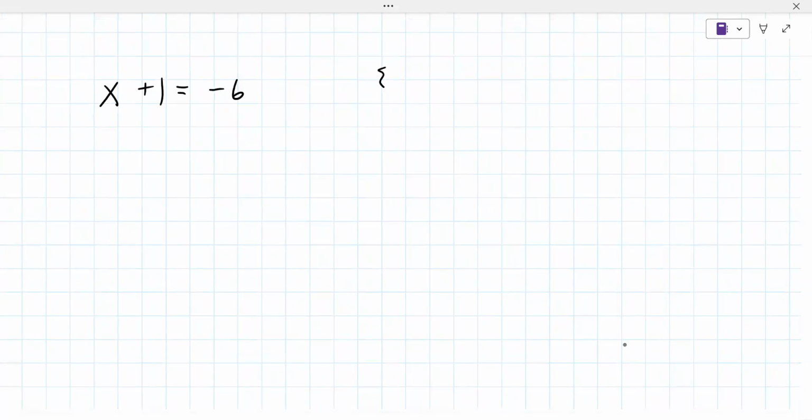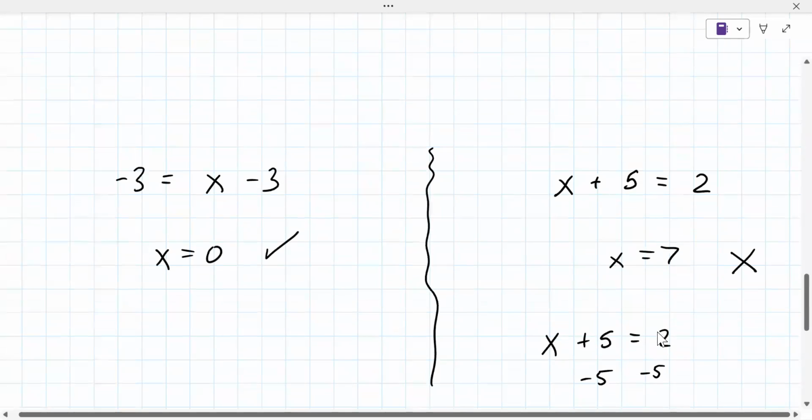But I was saying that it equals 7. Well, that's not the correct answer. But I just checked 7 plus 5 on the calculator. Well, you can use whatever you want, but it's not correct. 7 plus 5 is 12, not 2.